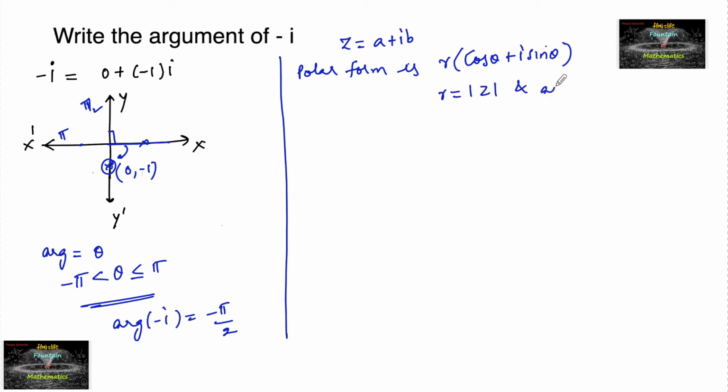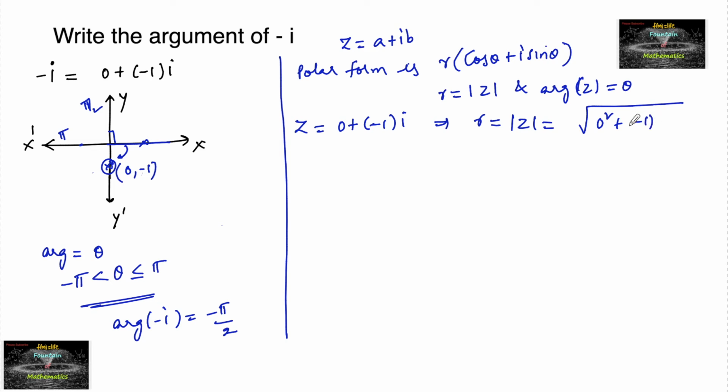The polar form of a complex number z equal to a plus ib is r of cos theta plus i sin theta, where theta is an argument, r is equal to mod z, and the argument of z is theta. So here z is the complex number minus i, that is 0 plus of minus 1 into i. So therefore its r is equal to mod z, which is equal to root over 0 square plus minus 1 whole square, which is equal to 1, because we consider r positive.